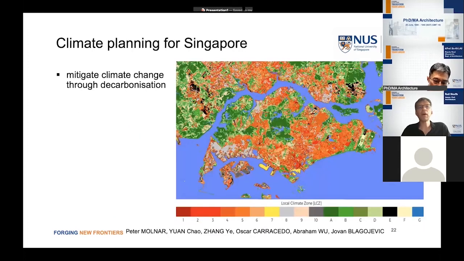And all this kind of comes together in climate planning. So basically, this is another project in which we're trying to focus on how we can plan for Singapore for the future in order to mitigate climate change. Firstly, through decarbonization. So how can we reduce the amount of carbon used, the embodied energy, the operational energy, but maybe also how can we capture carbon in the urban environment?